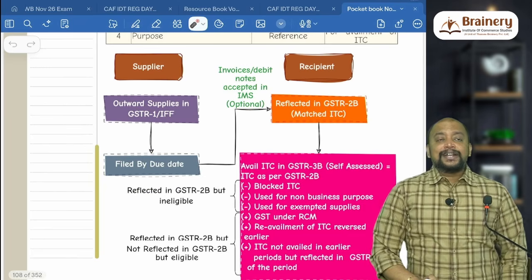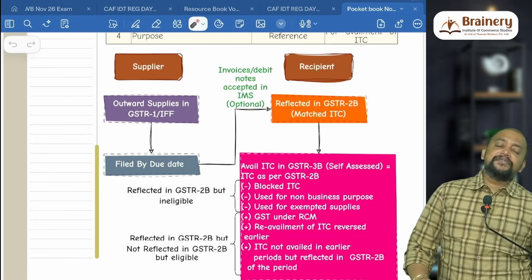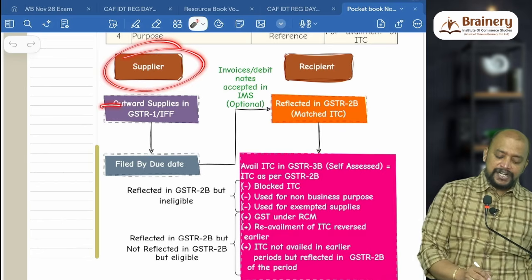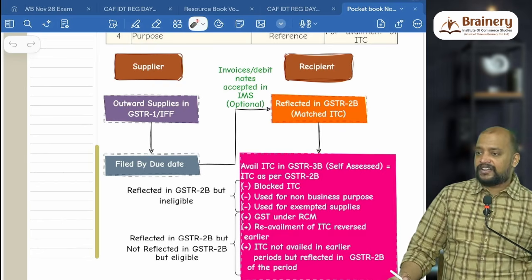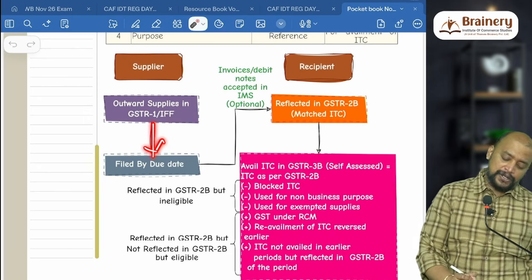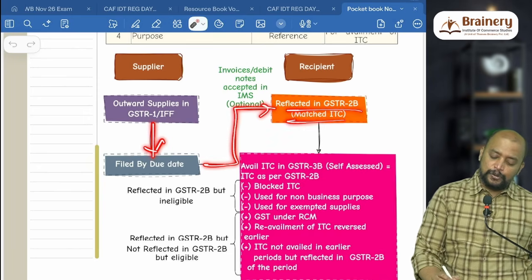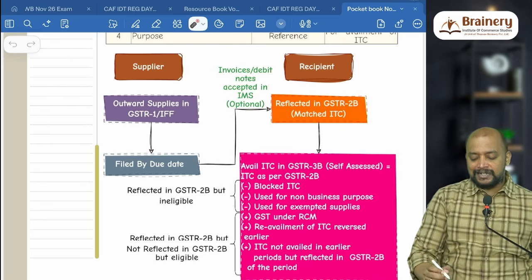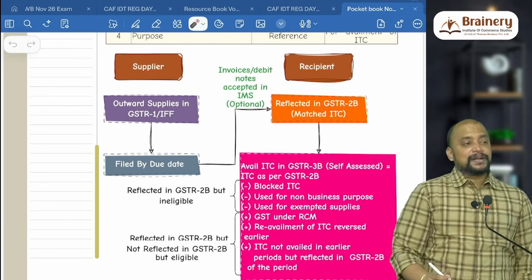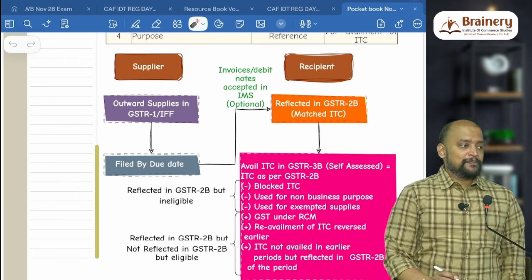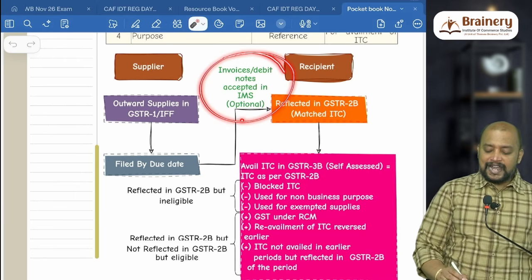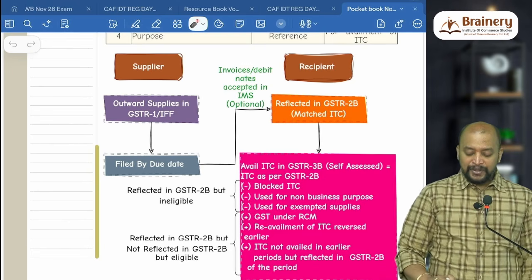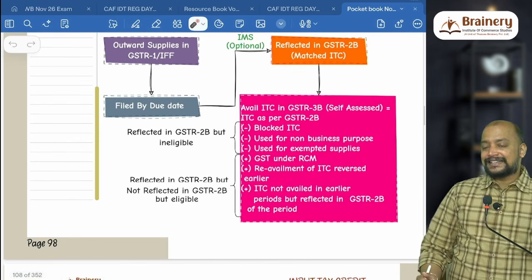And matched ITC should be availed, but we have a relaxation that self-assessed ITC can be availed. So the supplier will report the details of outward supply in GSTR 1 or IFF, and it is filed by the due date. From there it will go to 2B of the recipient, and invoices or debit notes which are accepted by the recipient will go to 2B, but it is optional, not mandatory. If no action is taken in IMS, automatically everything will be reflected in 2B, that is matched ITC. To that we are making these 6 adjustments.